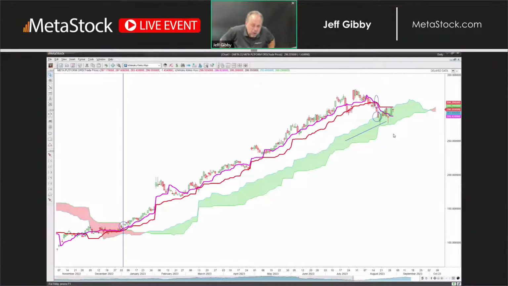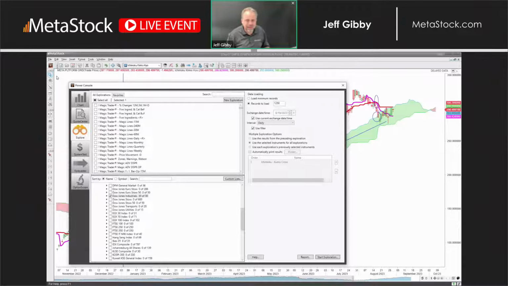So let me show you how the scan works. This is just for free, and this is the most popular. The reason I wanted to give this to you for free is that, in my experience, the most popular Ichimoku setup is this cross up above the cloud or cross down below the cloud. So I wanted to give you something you could use in MetaStock. As long as you download it, you can just use it.